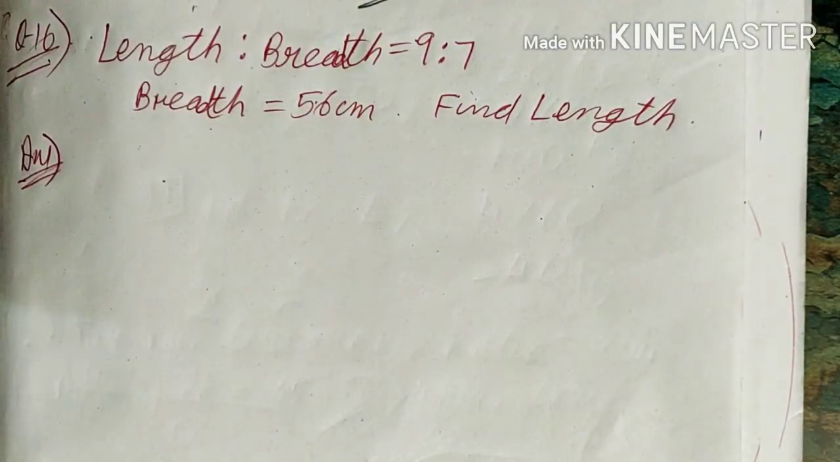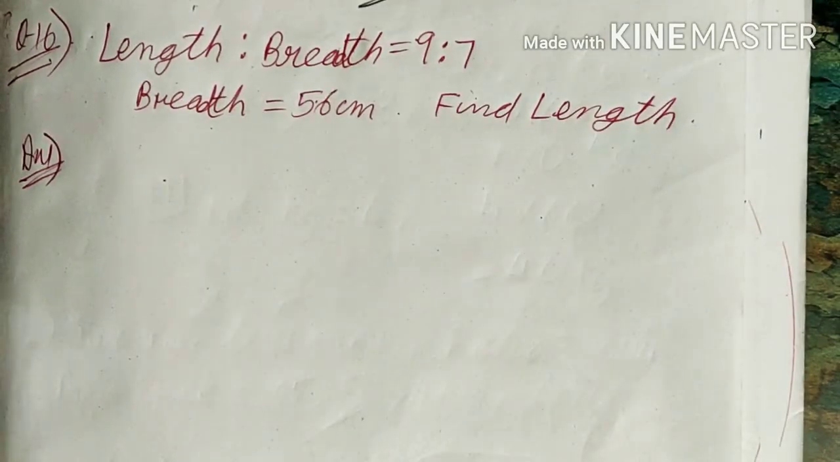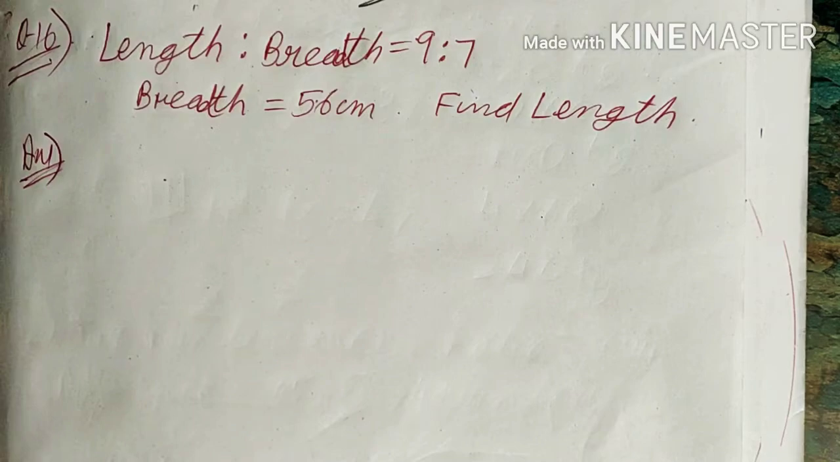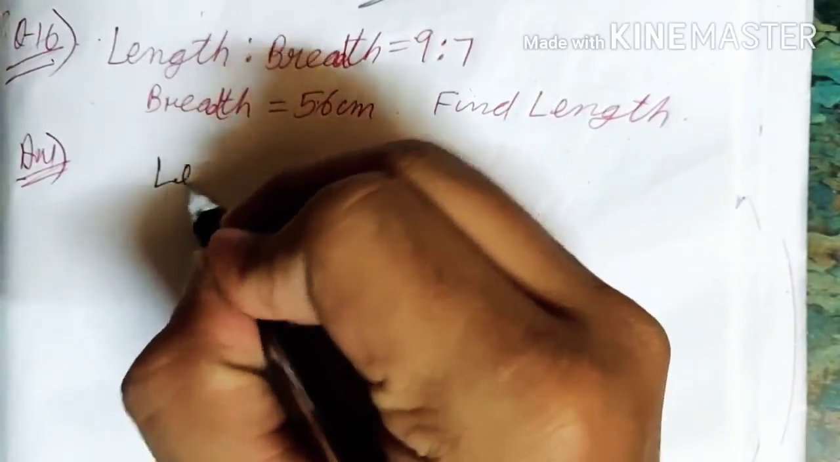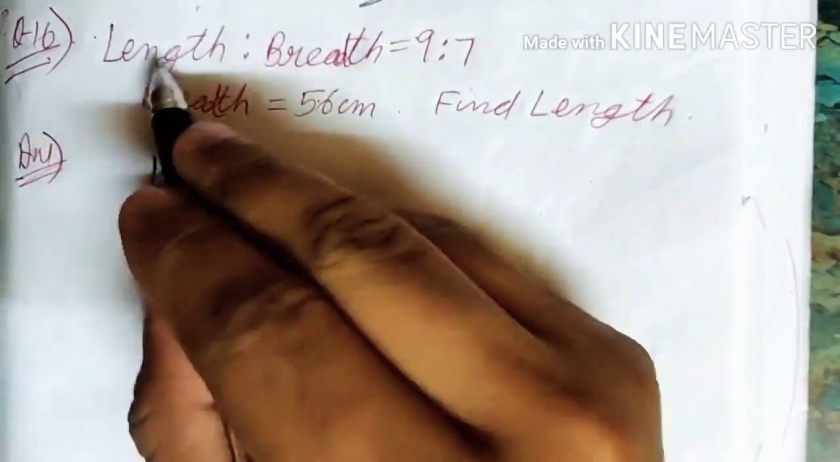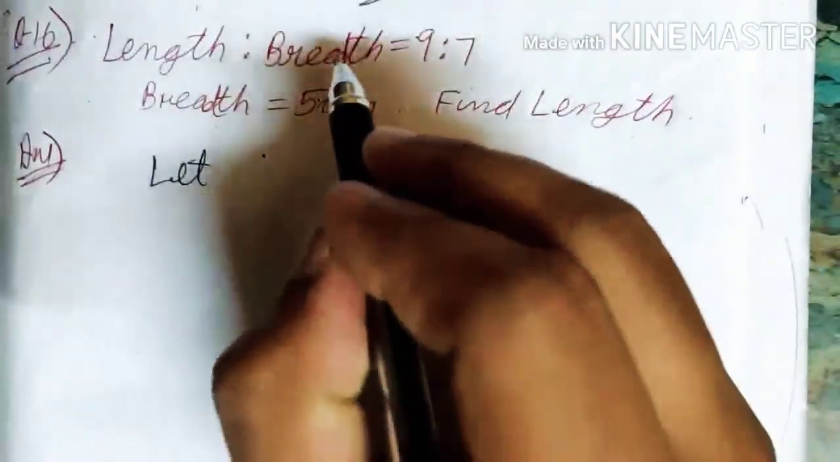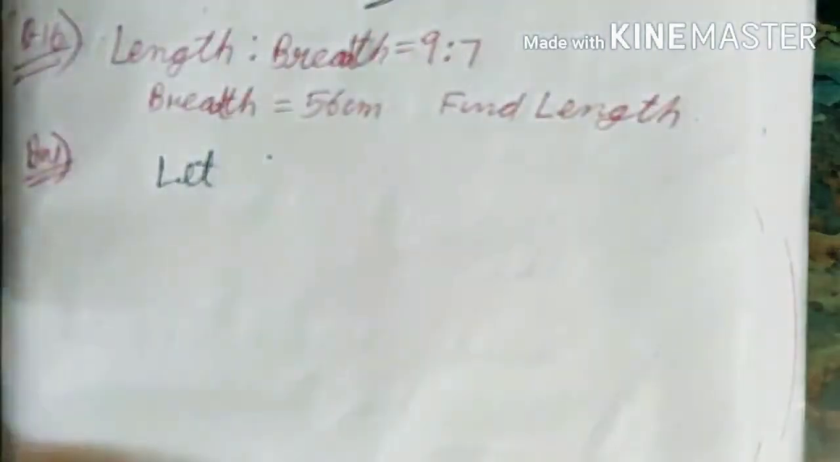Next question here is 9. Length and breadth are in ratio 9:7. The value of breadth is 56 centimeter. You have to find the value of length. The question says that length and breadth are in ratio 9:7. These are not the actual values.